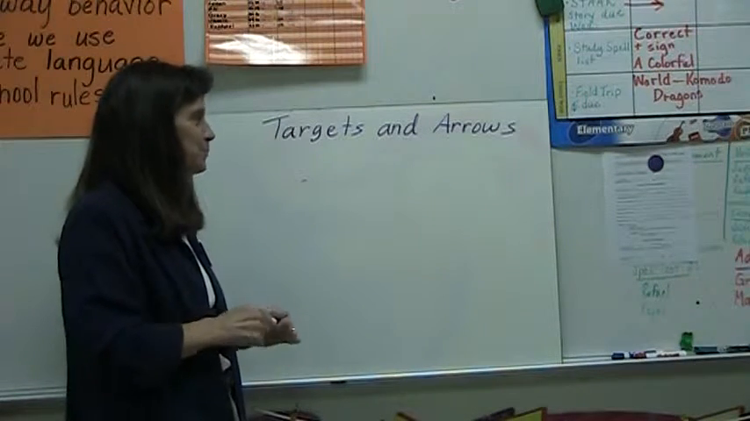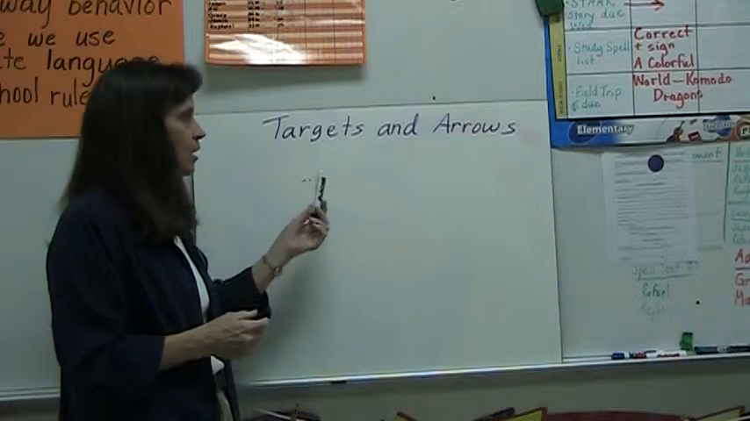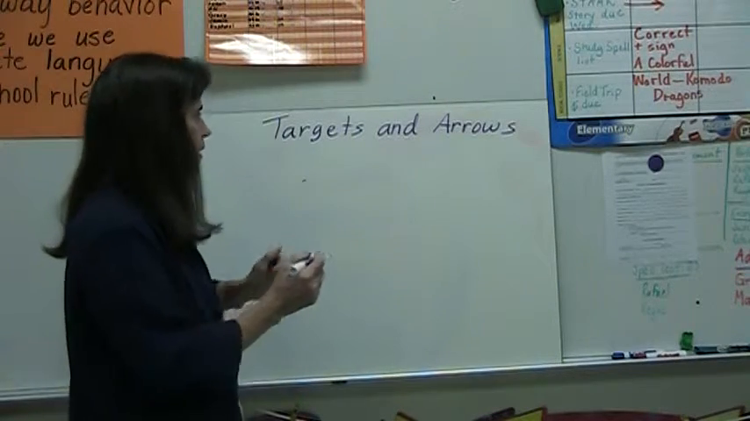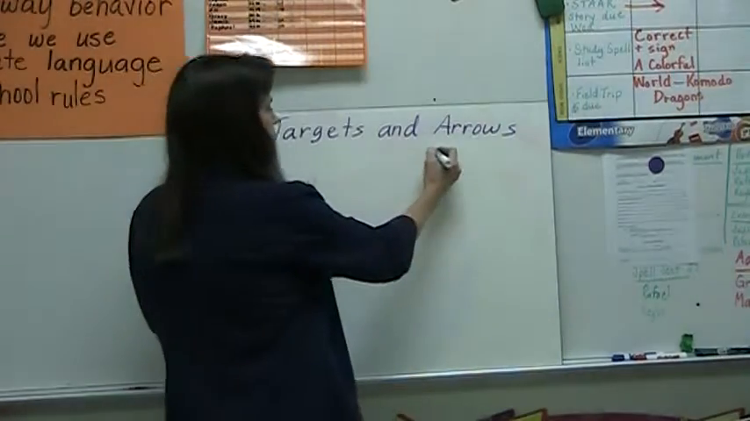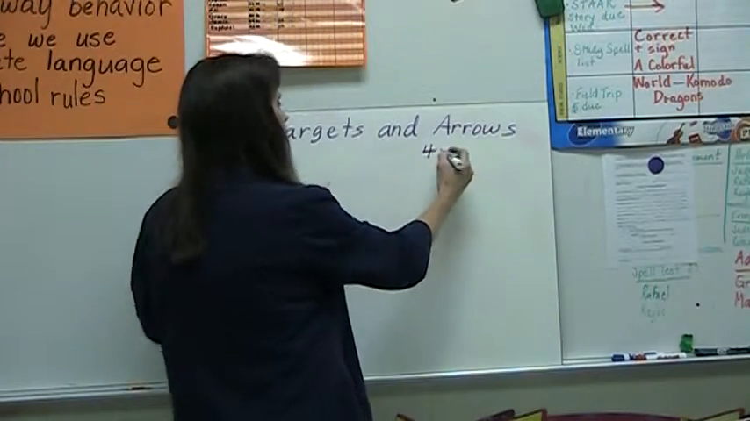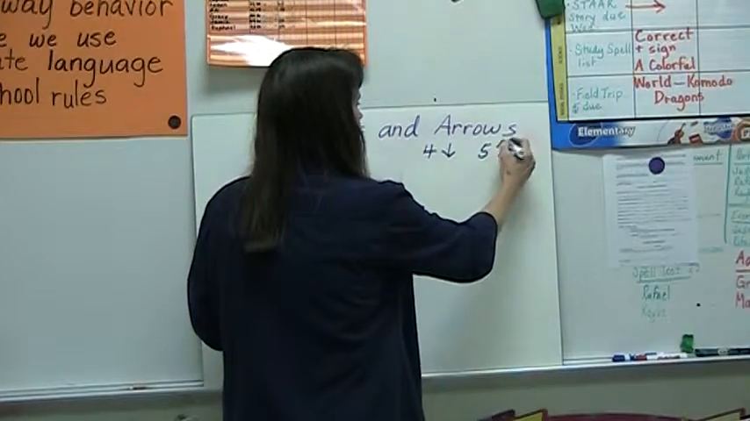All right, now we're going to learn a game for rounding, and it's called Targets and Arrows. One rule, or two rules, we want to put right out there at the beginning. If a number is 4 or lower, we're going to round down. And if the number is 5 or higher, we're going to round up.